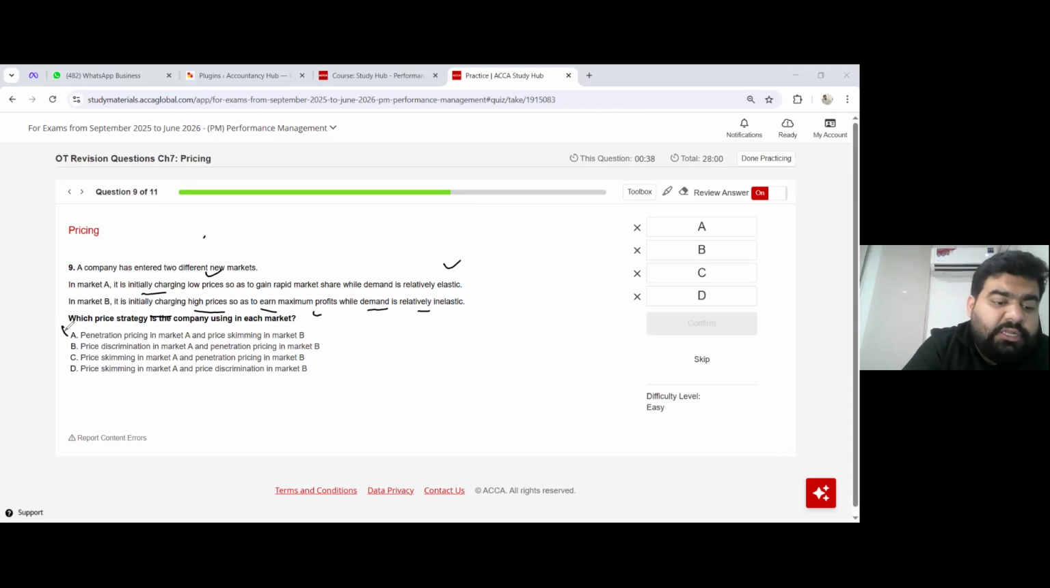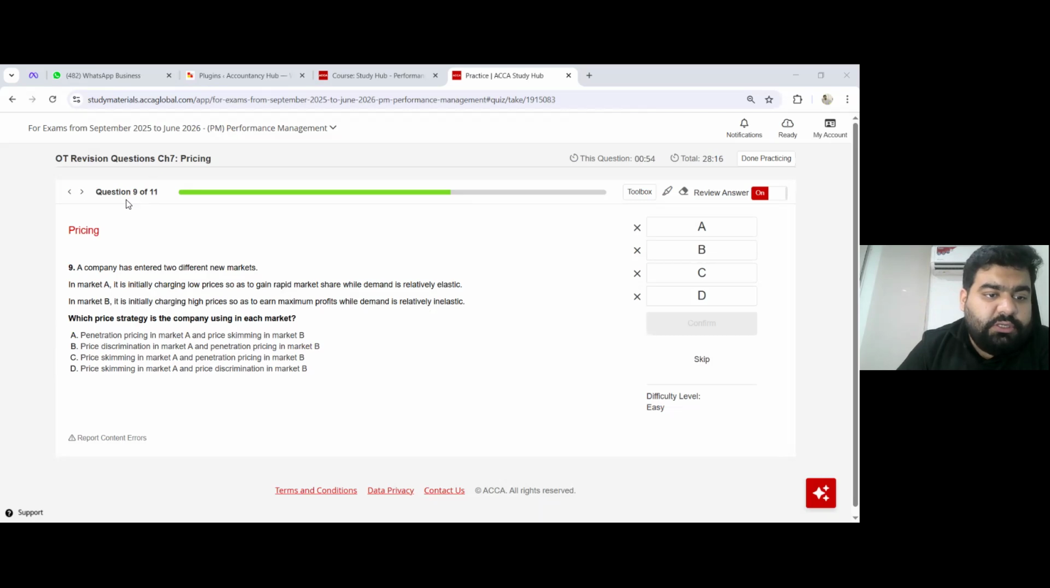So we have to tell what the answer is. Obviously A is the answer, because in penetration pricing in market A we are charging low prices, and price skimming means charging high initially. So the answer will be A here as well.